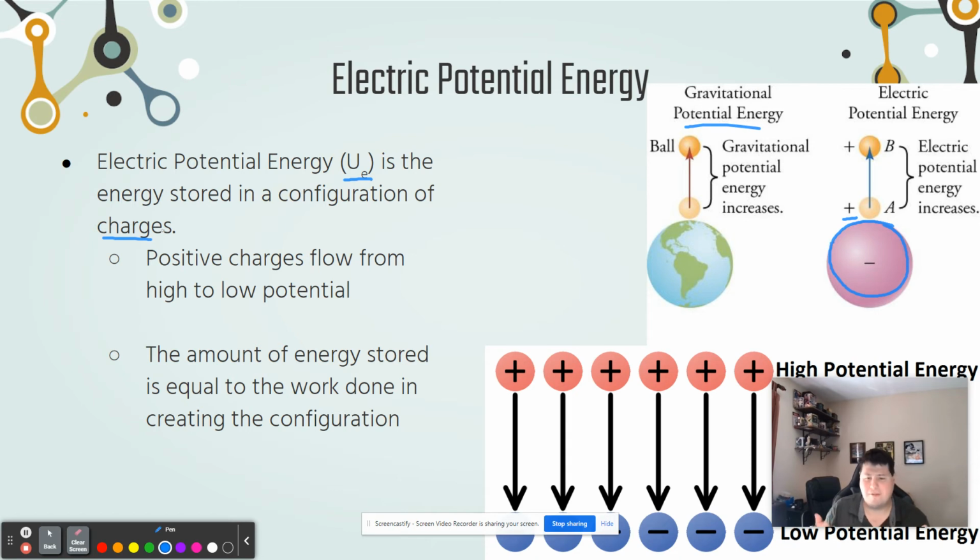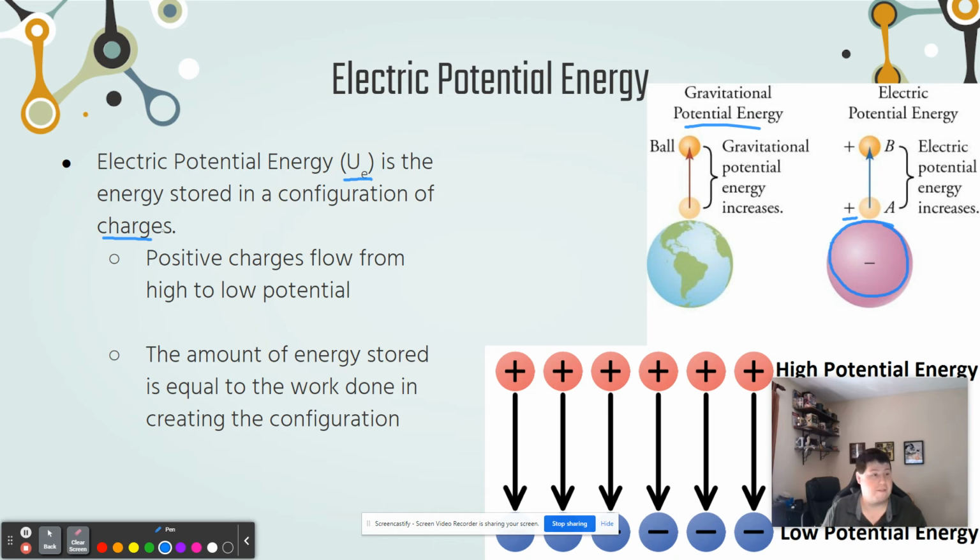Now, what do we mean by configuration? We mean how they are oriented in space. What are their distances from one another, and how are they put there? And this makes sense. It's a very similar type of energy, and you can imagine it works the same way as gravity too. If you were to then release that positive charge and let it go, it would be attracted to the negatively charged sphere, and then it would fall back down and gain kinetic energy and lose that potential energy.